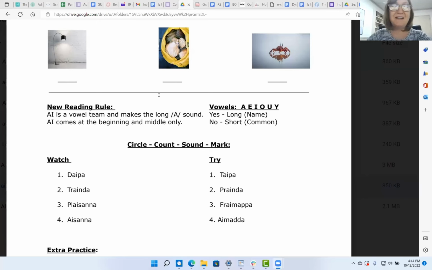So tapa, did you get it? Yeah, I'm getting some cheers. Okay, next one, I'm going to mark this one down here. I am going to do an example for you. So I'm going to circle the vowel team and the vowel.